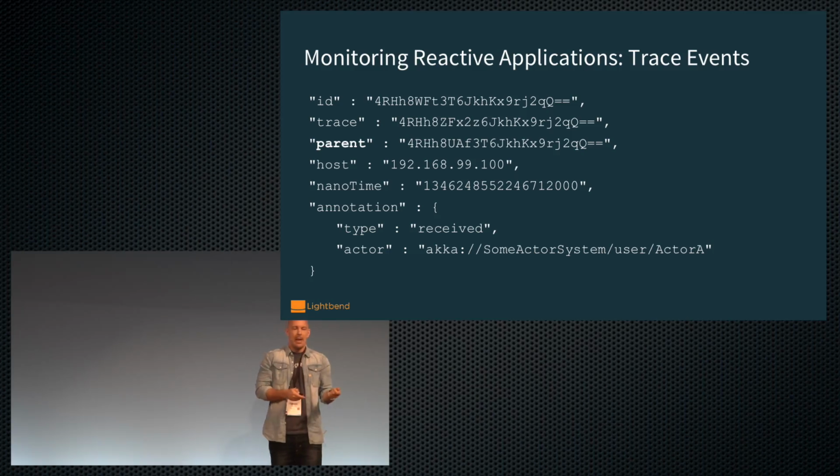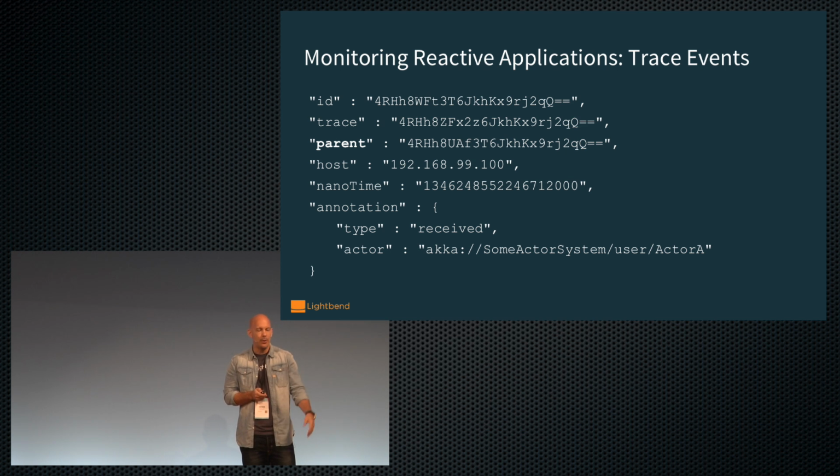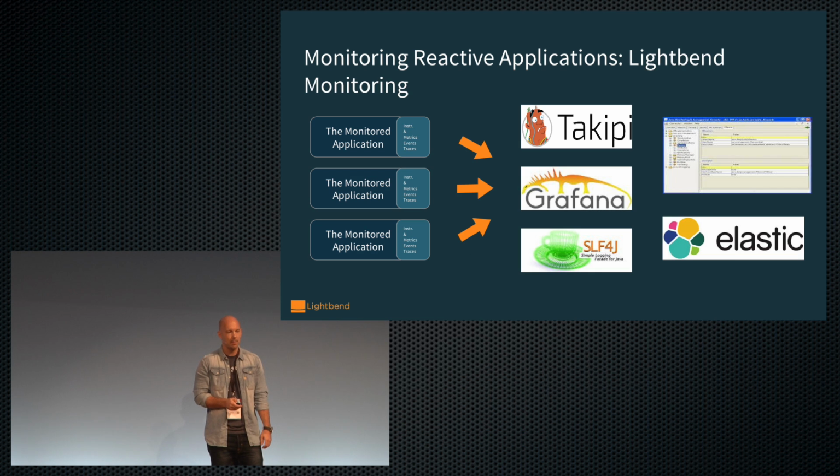We also added a lot of other things like nanotime, and that's on the specific server. If you want to make sense of timing, you can do so within the boundary of one server. And we had type annotations that said this is a receive of a message, and what actor you're in, and what message, and the message content and stuff like that.